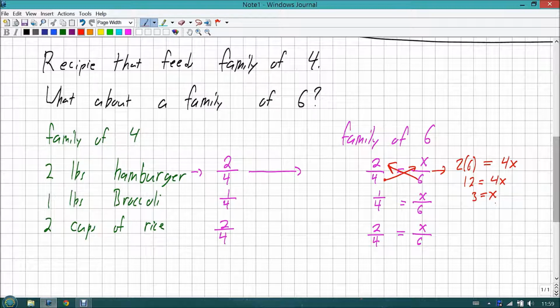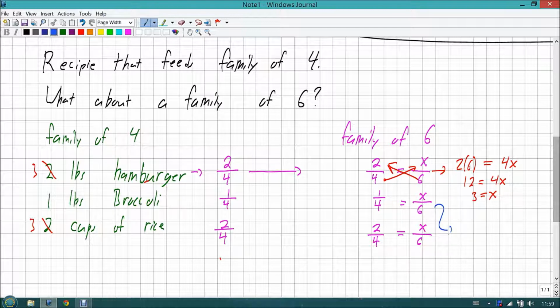So for our family of 6, we need 3 pounds of hamburger for the family of 6, and we will need 3 cups of rice for the family of 6 because it's the same proportion. You don't need to do it a second time. That means that all that's left is figuring out the broccoli.